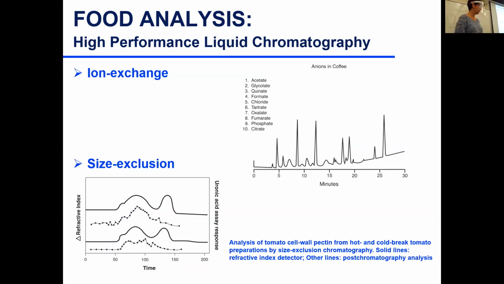So these are just examples of chromatograms from ion exchange. This is size exclusion, but low pressure liquid chromatography. So you can see that the peaks are not really sharp. It's just a first step in purification when we want to prepare large quantities of a particular compound.